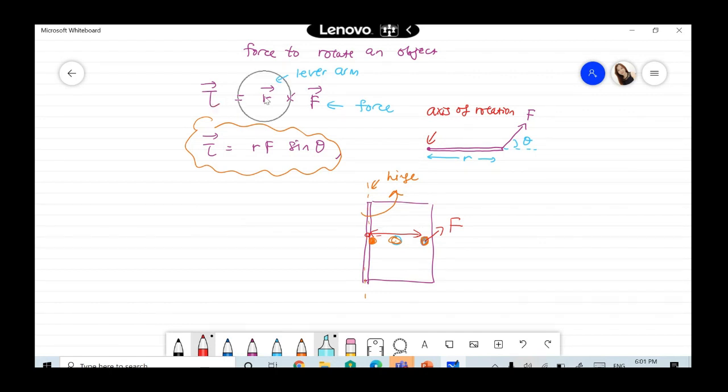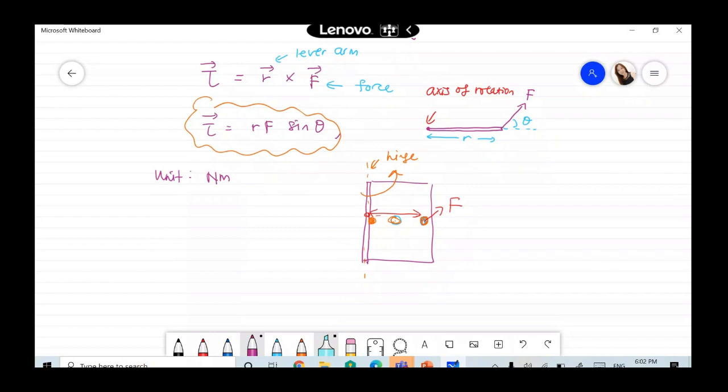Torque is defined as lever arm crossed with F. The lever arm is basically the length. The unit for lever arm is meter, the unit for force is Newton, and therefore the SI unit for torque is Newton meter. Torque is a vector quantity. Torque is the force that causes rotational motion to happen. Positive torque means anti-clockwise or counterclockwise direction. Negative torque means clockwise direction.